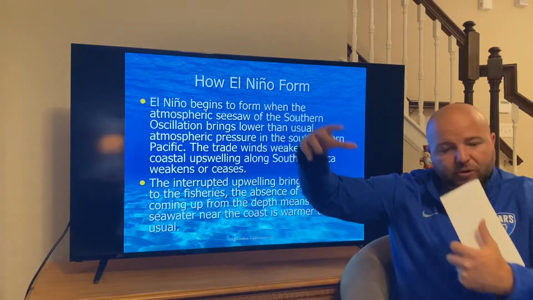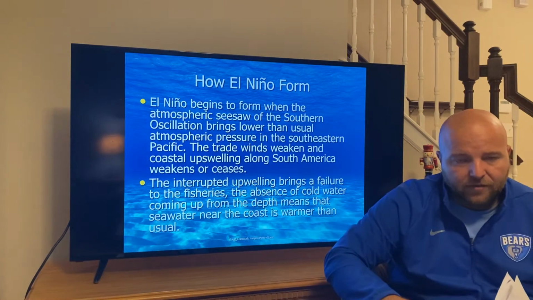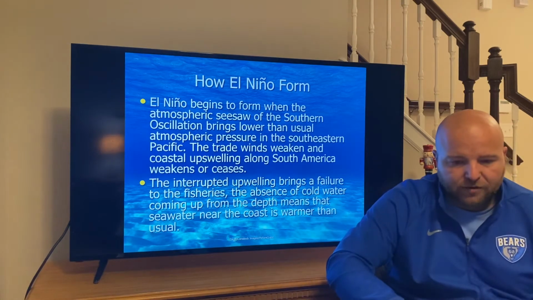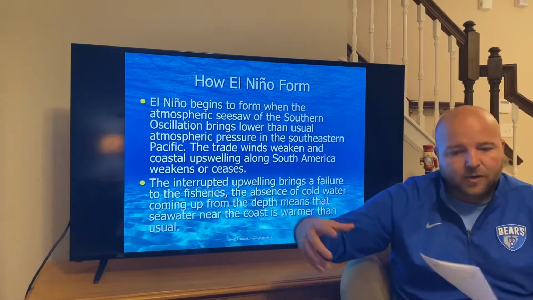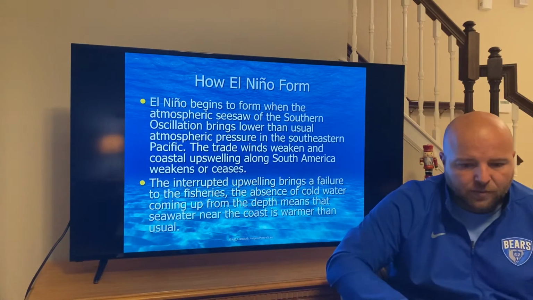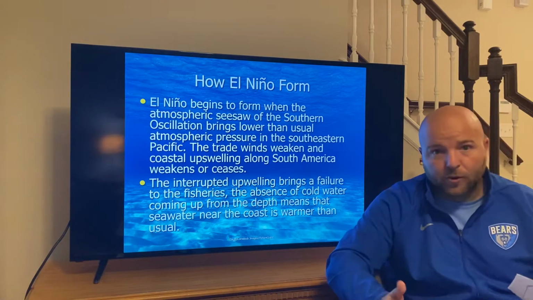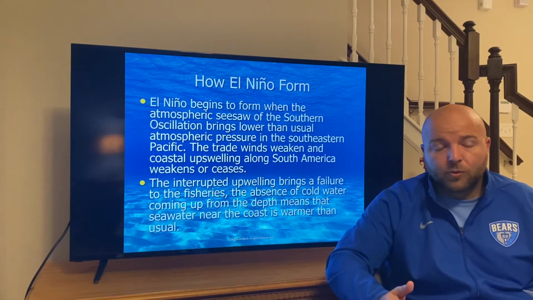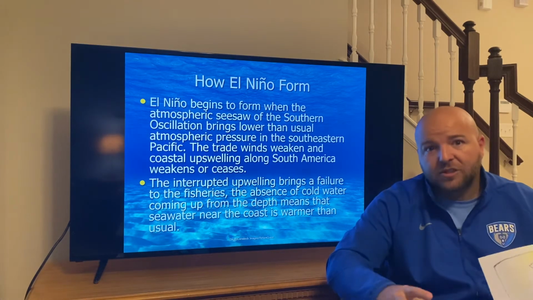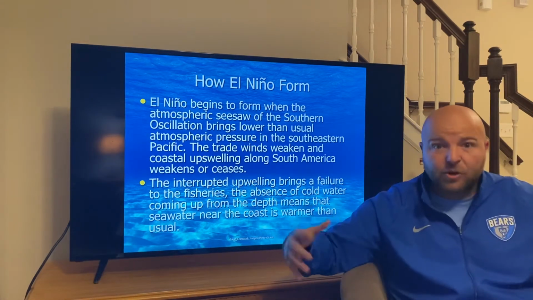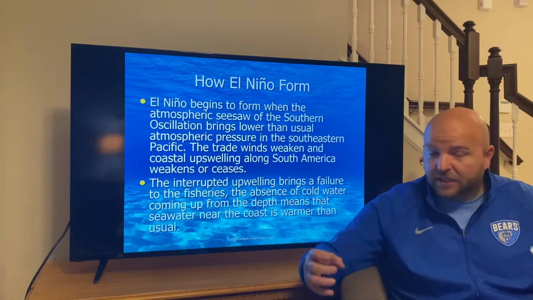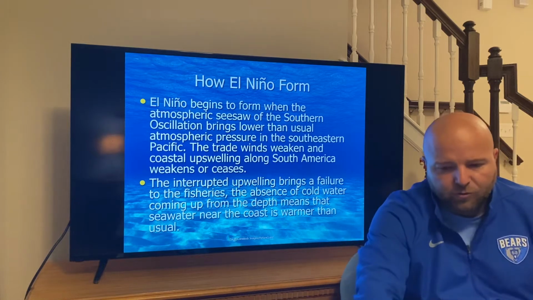of cool water from below that usually happens, the lack of upwelling causes failure in fisheries. This cold water that's not coming up, it's not coming up with all the nutrients that it usually rises up with, means that seawater near the coast is warmer than usual. That may not sound like a bad thing, but it is a bad thing in terms of the nutrients in the water, and therefore all of the life that can possibly live in that area. So the life in those areas gets decimated for that time period of warmer waters.